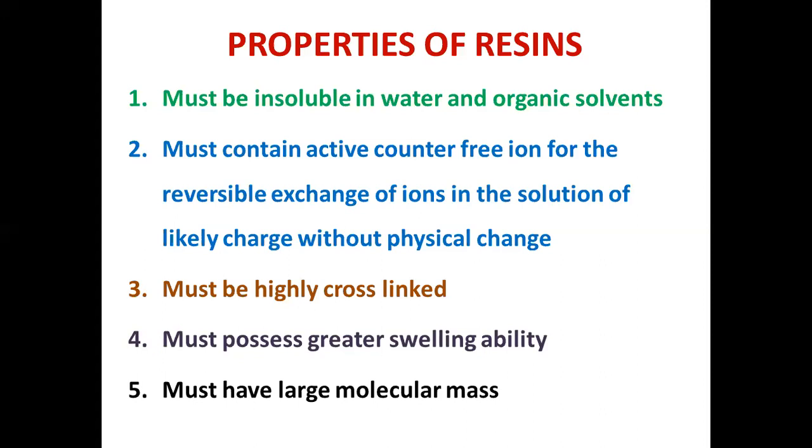And the resin must be highly cross-linked. These highly cross-linked resins provide a greater number of exchangeable species. Therefore, the more highly cross-linked the resin, the greater its ion exchange capacity. And the swelling ability must be greater. If the resin swells properly, then the penetration of the sample solution and the diffusion of the solutes through the resin become appropriate. The diffusion process takes place before the exchange process. So this diffusion becomes comfortable whenever the swelling property of the resin is acceptable.